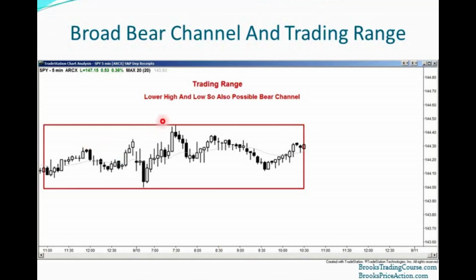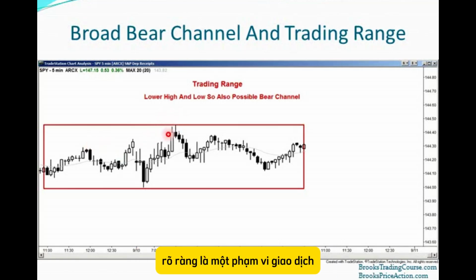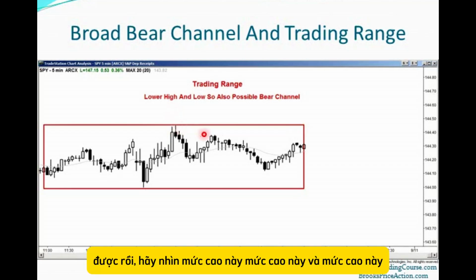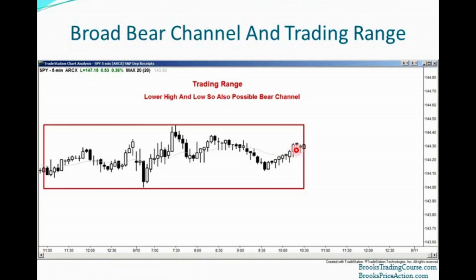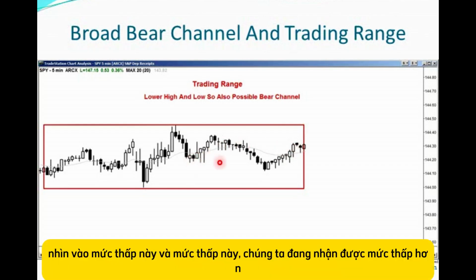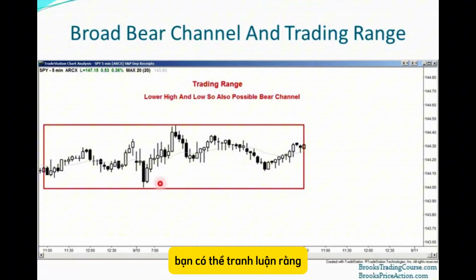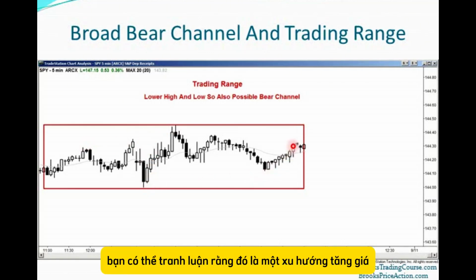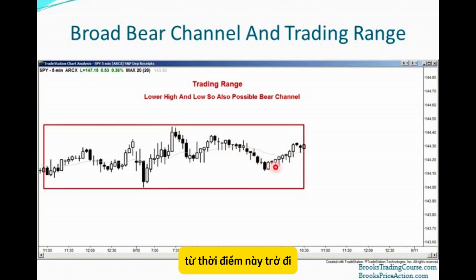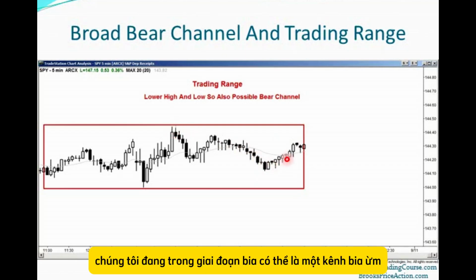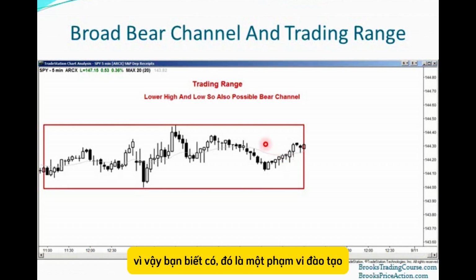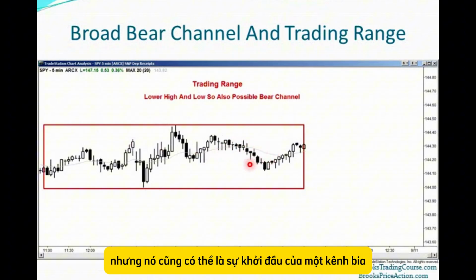For example, you look at this chart and you think, well, clearly a trading range. But what else do you notice about this? Okay, look at this high, and this high. We're getting lower highs. Look at this low and this low. We're getting lower lows. You can argue that we were getting higher highs over here, and higher lows, so you can argue that it's a bull trend. From this point onward, we're in a bear phase, possibly a bear channel. So, yes, it's a trading range, but it may also be the start of a bear channel, a bear trend.